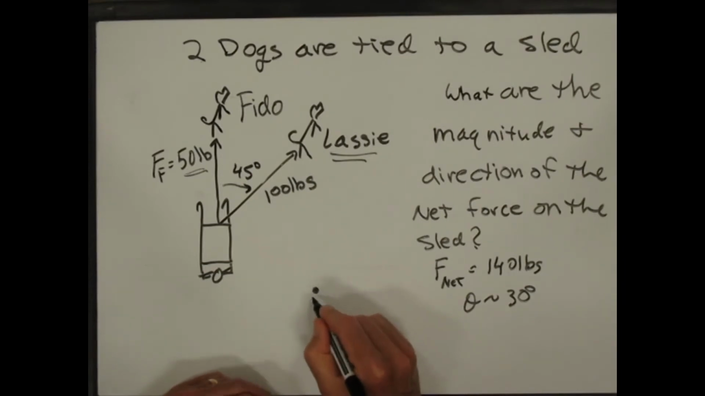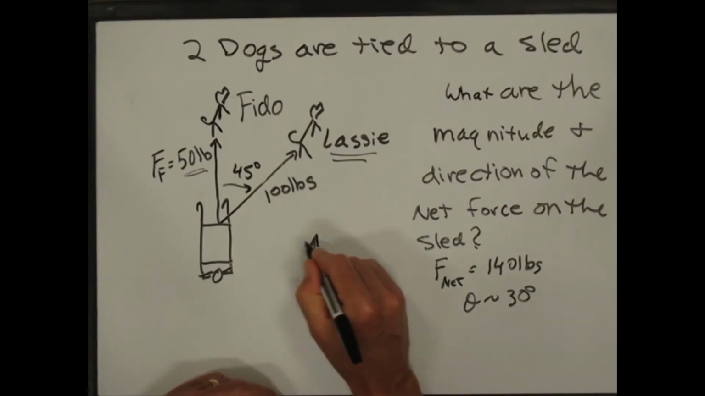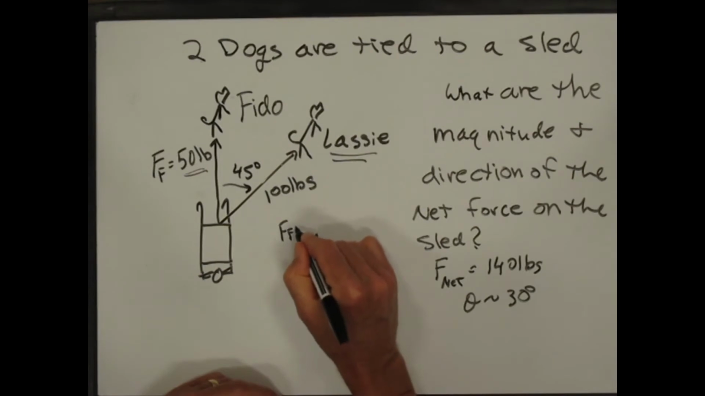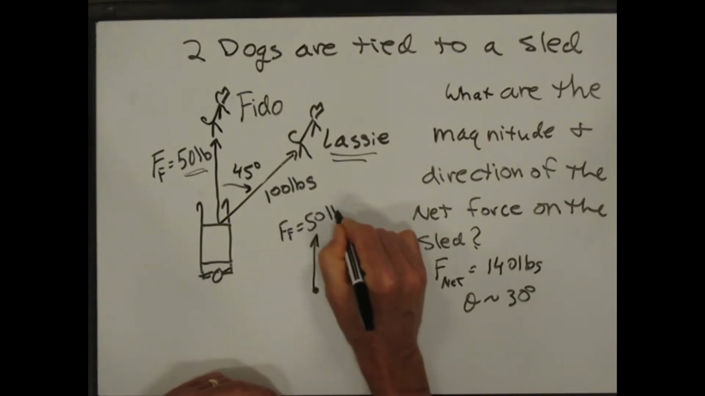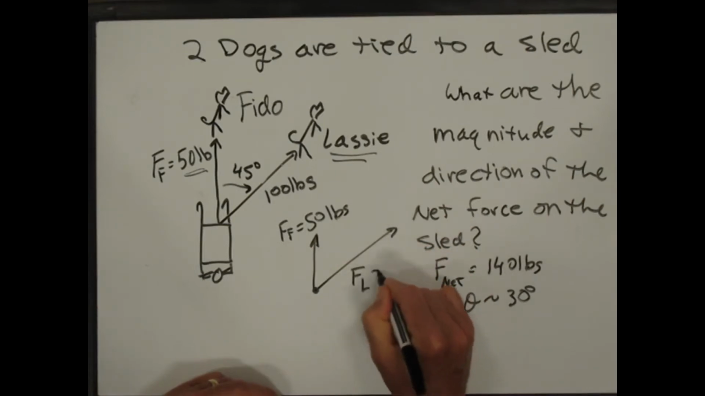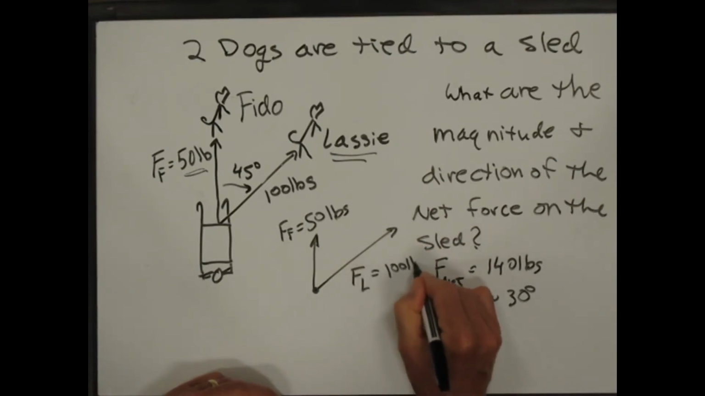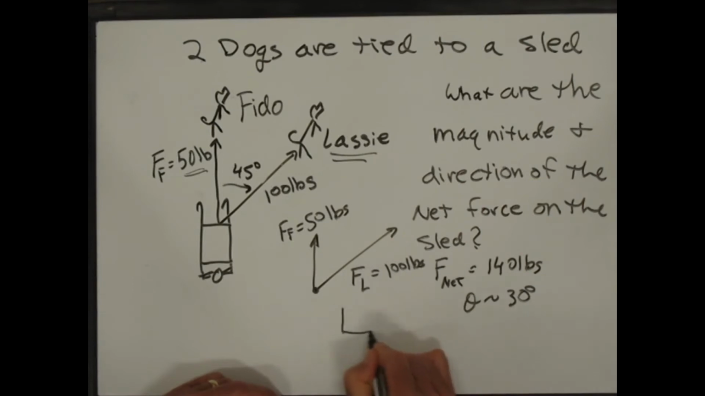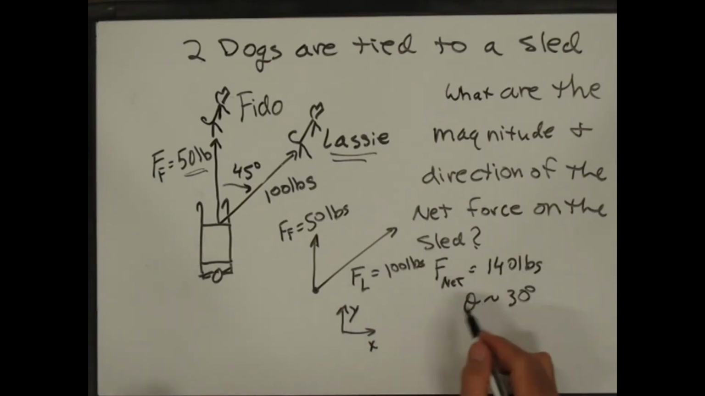And you should start out with a free body diagram that's got a force going this way. FF equals 50 pounds, and FL equals 100 pounds. And maybe your coordinate system looks like that. So you should be able to work that out and solve that and get those solutions, right?